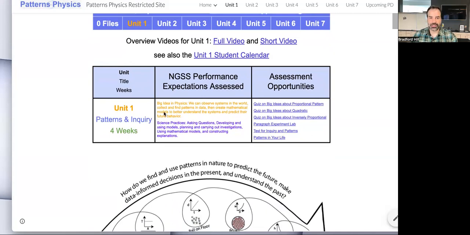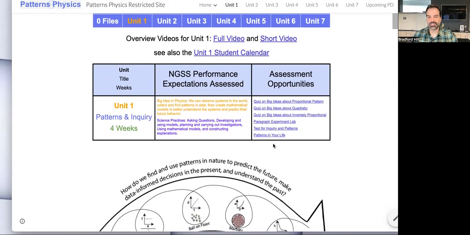This one does not technically have a performance expectation, but we just know students need time on task with the biggest idea in physics. What's even bigger than Newton's laws and conservation of energy? That we can look at a system, we can look at the world, collect data, find patterns, create a mathematical model that acts like some key feature of that system to better understand the system and predict its future behavior. And then of course the science practices.